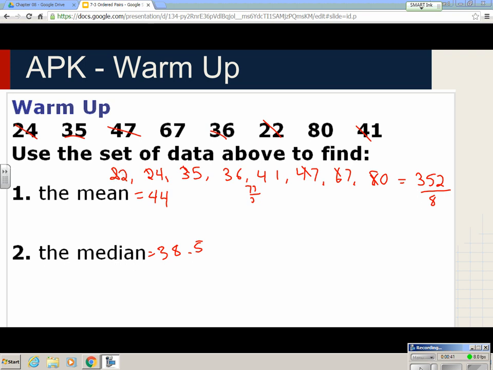Median, I looked in the middle. I crossed off all the numbers, and I saw I had 2 numbers in the middle, 36 and 41. So I just added those together and divided by 2. I got 38.5. If you got those right, give yourself a pat on the back.